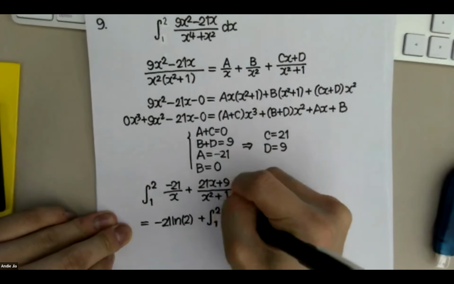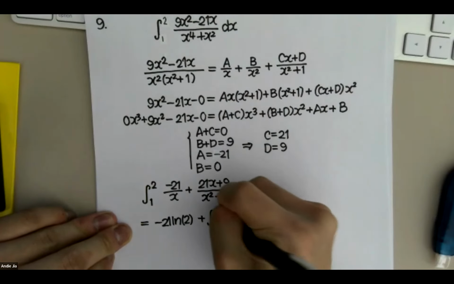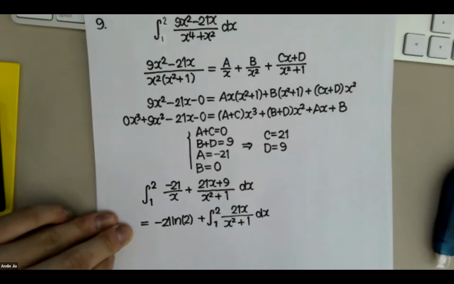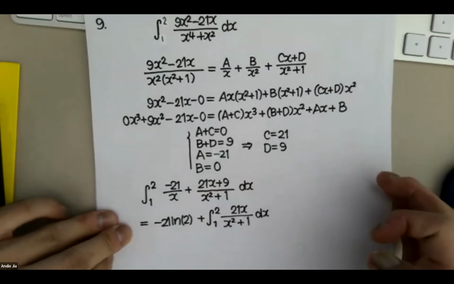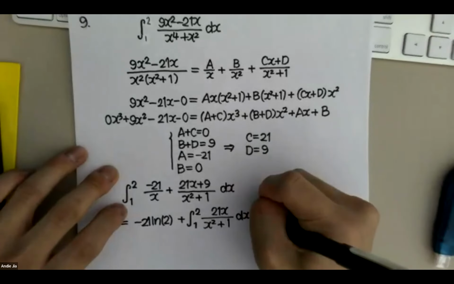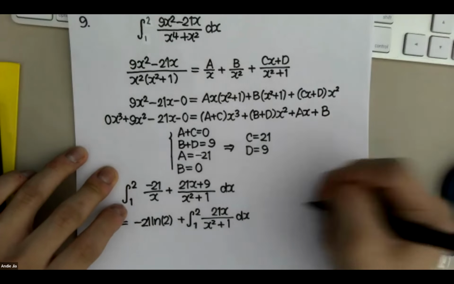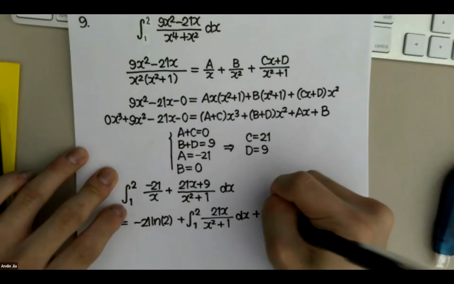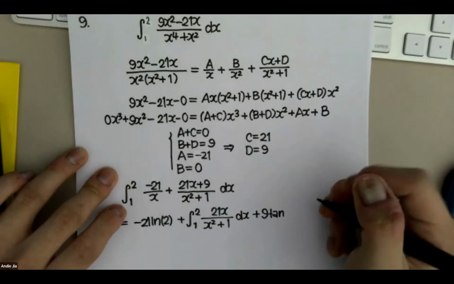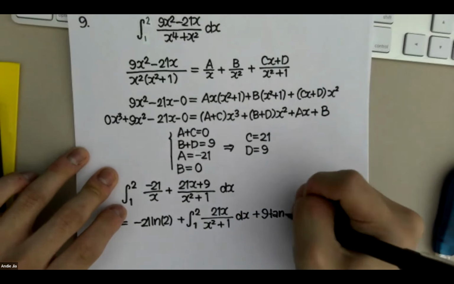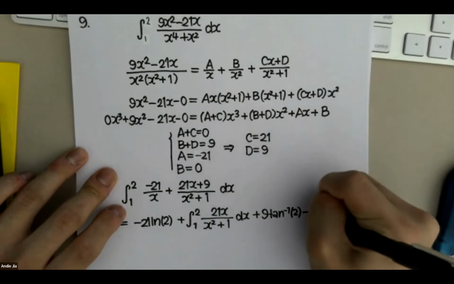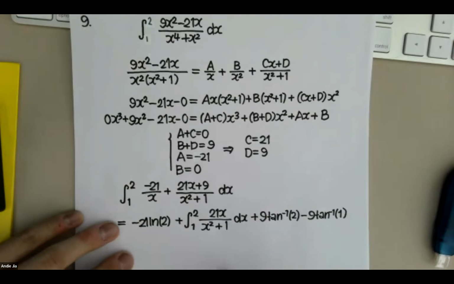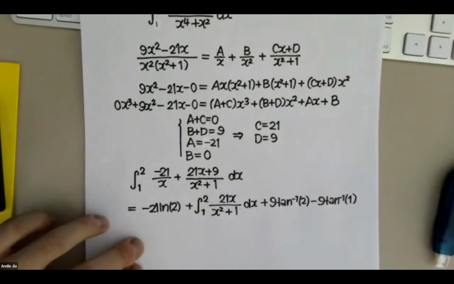How about 21x over x squared plus 1 dx, and the 9 over x squared plus 1 dx? This is the arctangent of x. So it can be 9 arctangent of 2, minus 9 arctangent of 1. And then we do a u substitution separately for this.